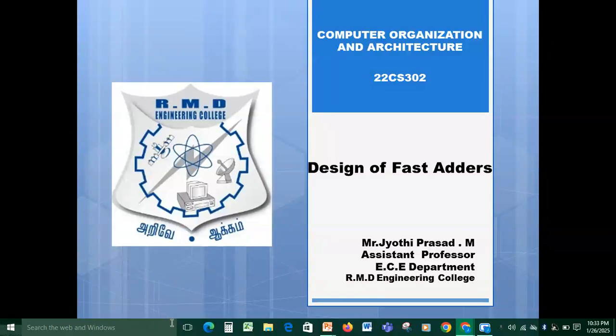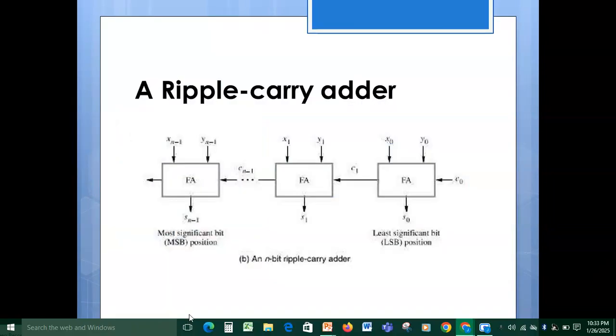Today I am going to discuss the design of fast adders. Before going into the design of fast adders, we first look at the previous type of adder, called the ripple carry adder, how it performs and what the drawbacks in the ripple carry adder are. First we will check that, and then we will enter into the fast adder.